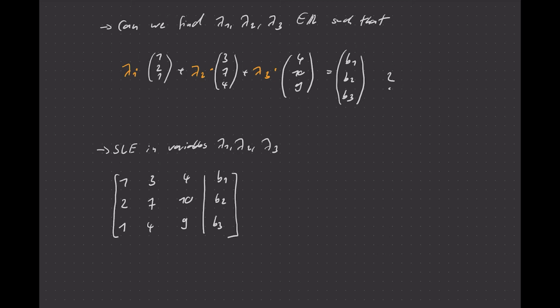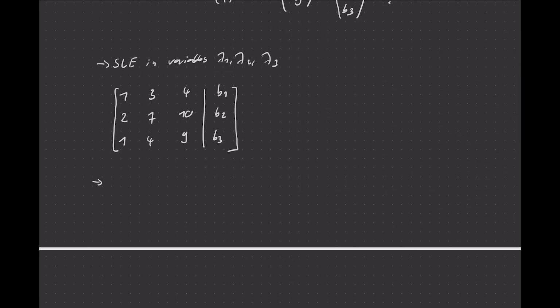So the question here is, does that have a solution, or which are possible conditions for the right hand side such that the system has a solution? So again, we rephrased our question, and it would now read, for which B does this SLE have a solution? And those are exactly the Bs that lie in the span of M.